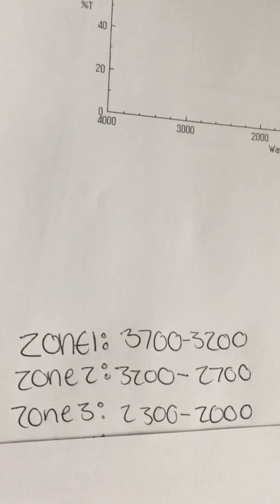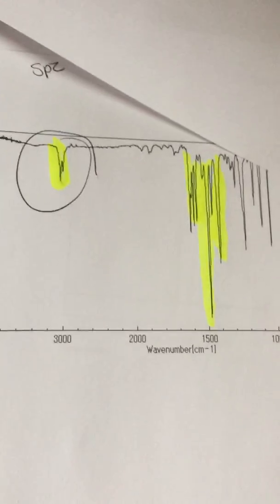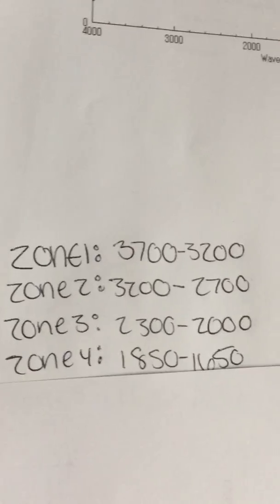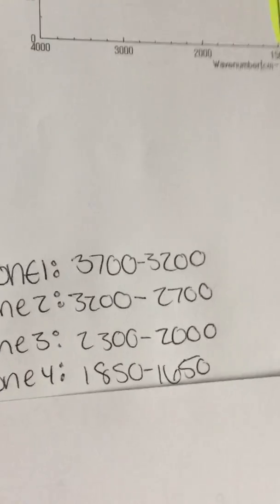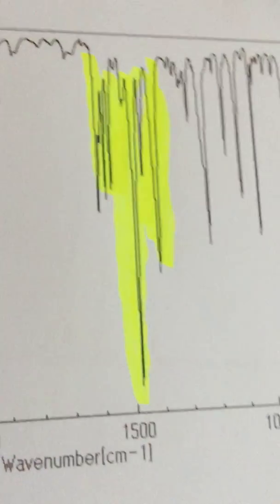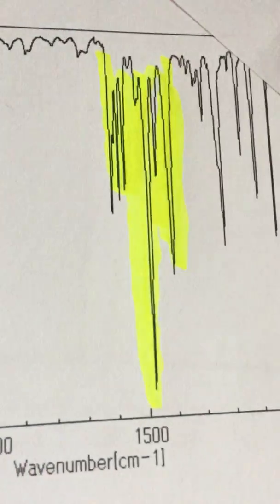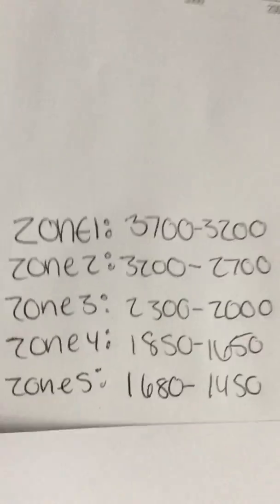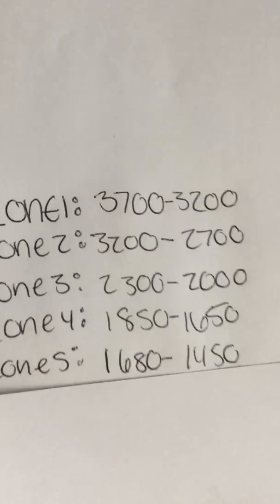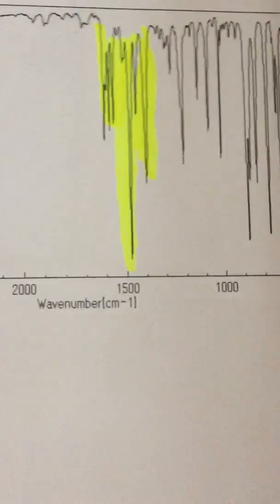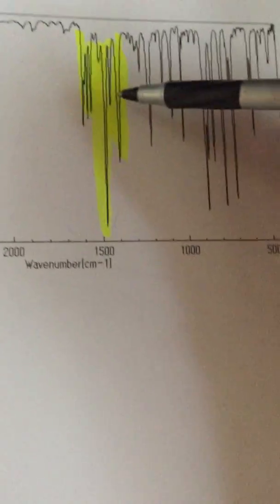Zone 3 is 2300 to 2000, and there's nothing there. Zone 4 is 1850 to 1650, and we start getting some stuff around here. So let's keep on going to zone 5, and that is 1680 to 1450. So right in here, we have some major peaks.